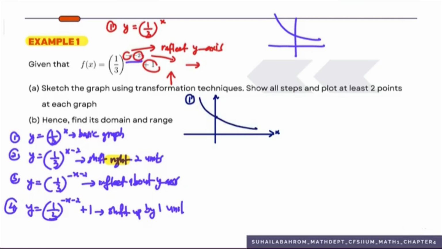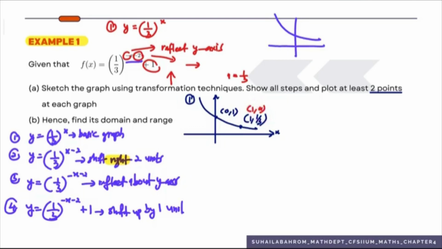Since the instruction asks you to sketch with at least 2 points, we choose one of the points on the y-intercept, which is (0, 1), and the next coordinate we can choose as (1, 1/3). So in general, the coordinate here should be (1, a). Since our a is equal to 1/3, we will put the coordinate here as (1, 1/3).